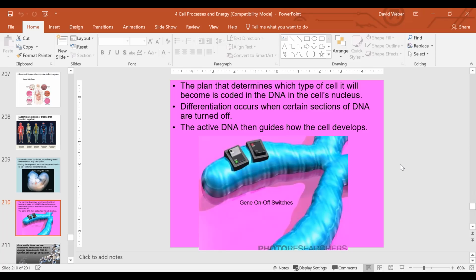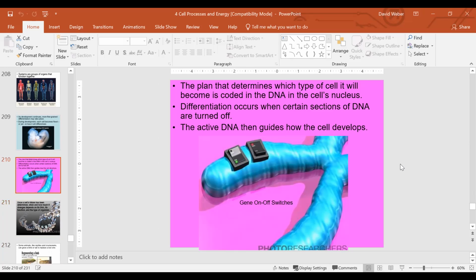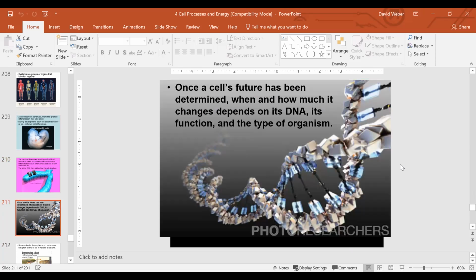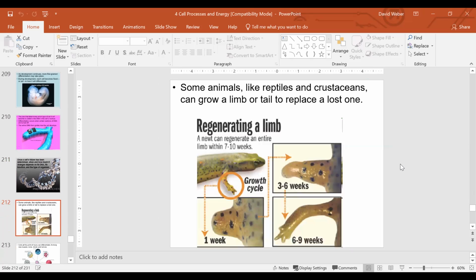The active DNA then guides how to develop. Oh, by the way, write that down. Pause the video. Once the cell's future has been determined by the DNA, how much it is changed depends on its DNA itself and its function and the type of organism that it is. Write that down. Pause the video.